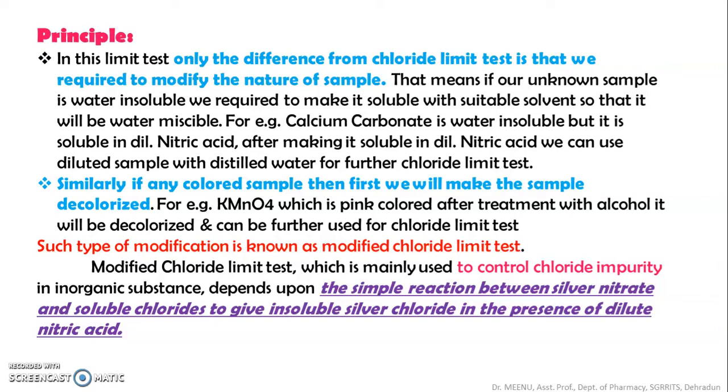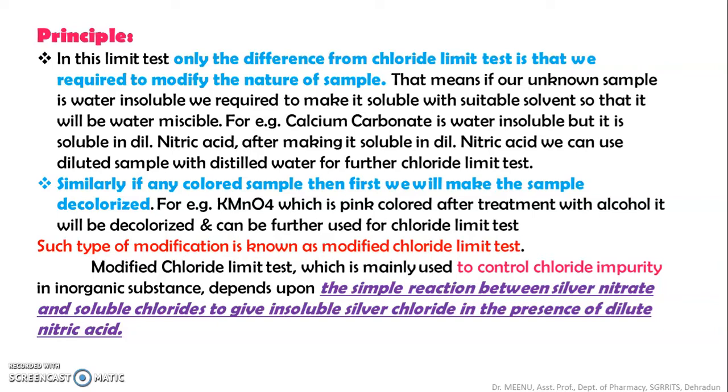For example, we can take calcium carbonate, which is water insoluble, but it is soluble in dilute nitric acid. After making it soluble in dilute nitric acid, we can use this solution with distilled water for the further chloride limit test. Similarly, if the sample is colored, we first decolorize it. For example, KMnO4, which is pink, will be decolorized after treatment with alcohol and can then be used for the chloride limit test. Such a type of modification is known as the modified chloride limit test.